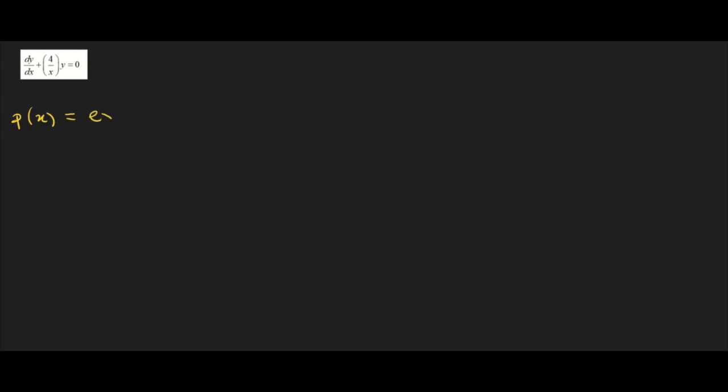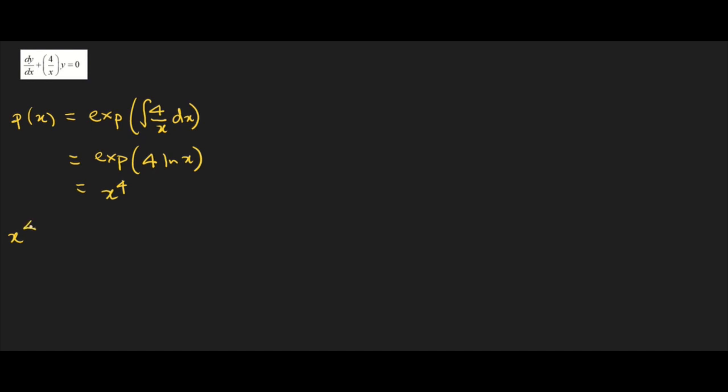We've got dy/dx plus 4/x y equals 0. Now to solve this we first find what we call the integrating factor, and we do that by taking the coefficient on y, integrating it, and then taking the exponential of that expression. So we take exp of the integral of 4/x dx, or exp of 4 log x, which is just equal to x to the power 4.